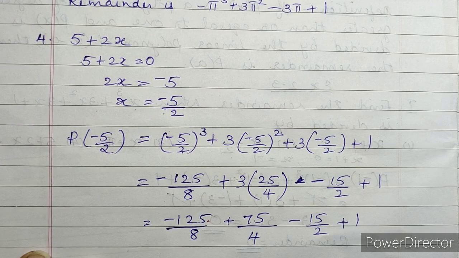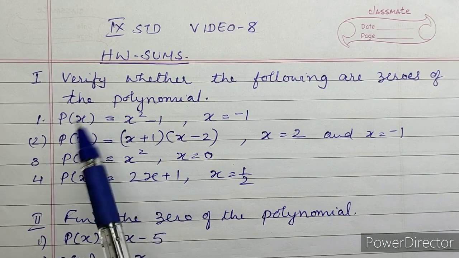So hope you understood the remainder theorem, children. So any sum comes also you have to do. You have to know how to find the remainder alone by using remainder theorem without doing the division of polynomials. So few homework sums also I will give. So these are the homework sums, children.